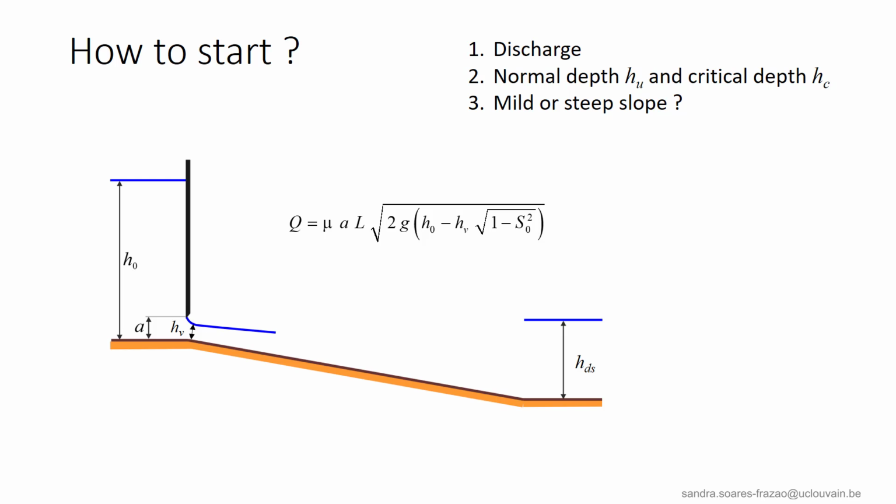So, how do we start to determine the flow profile? Well, we first need to know the discharge. We will start by assuming a free surface flow controlled by the gate, which allows us to calculate the discharge using Torricelli's formula. With the discharge Q, we can calculate the normal depth HU and the critical depth HC. This will allow us to determine if we expect a mild slope or a steep slope profile.